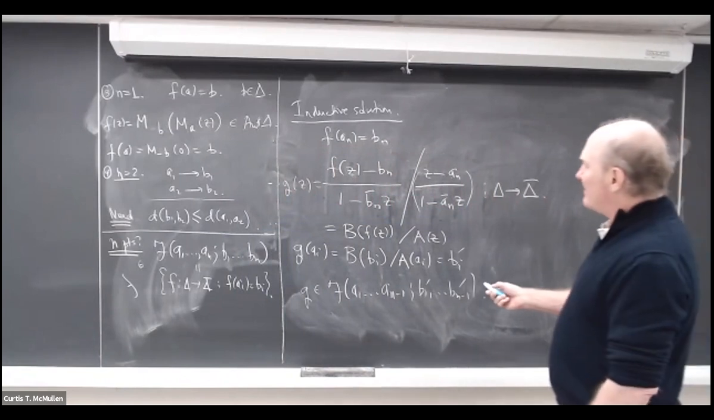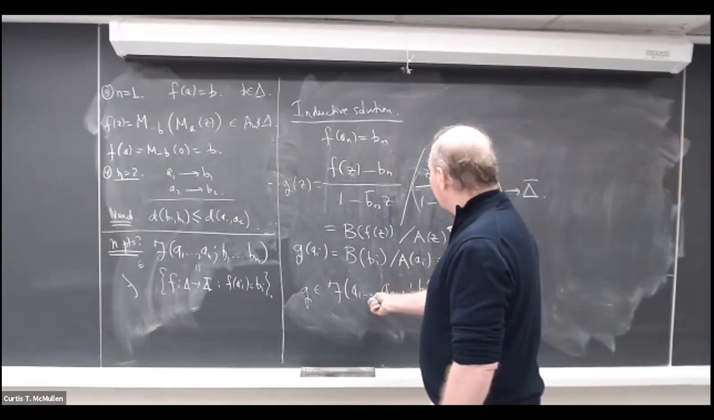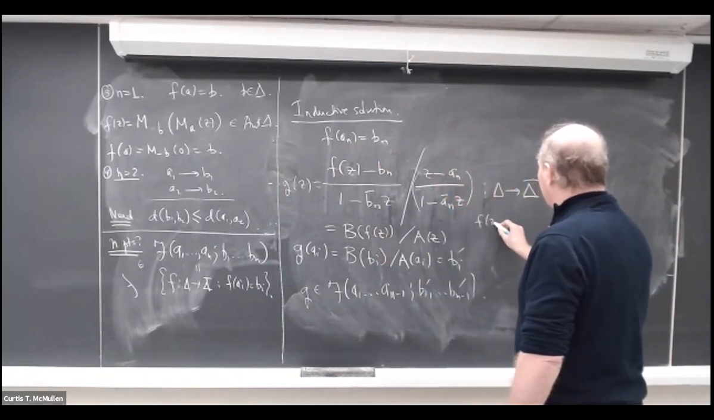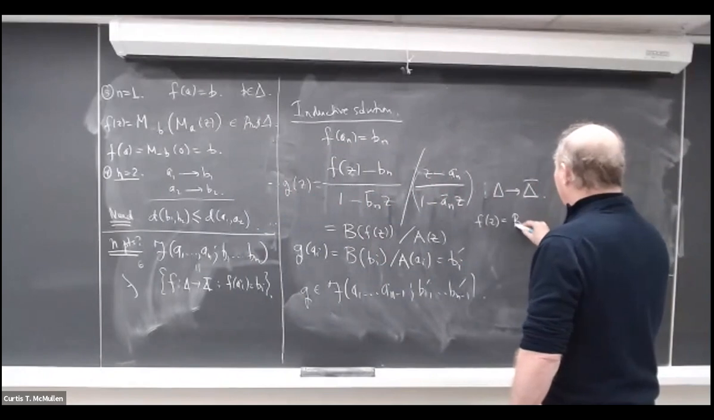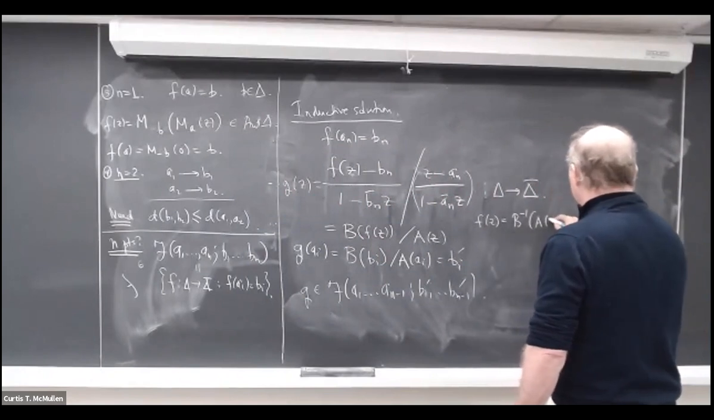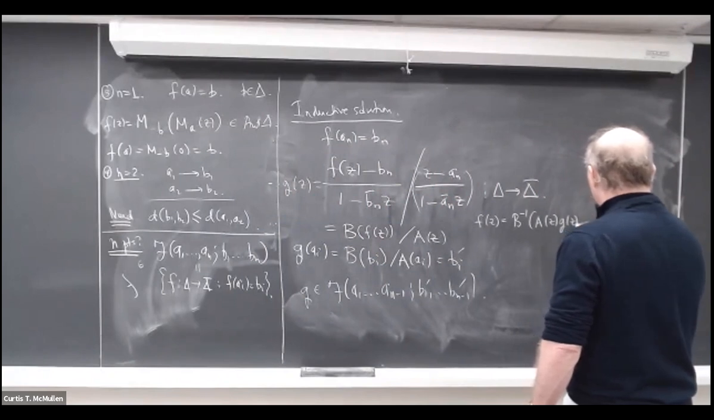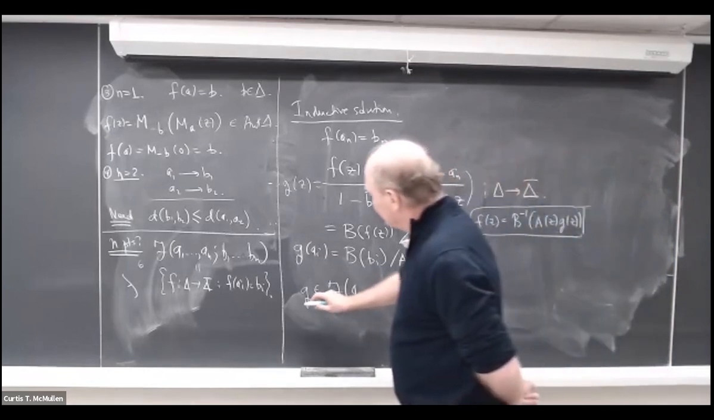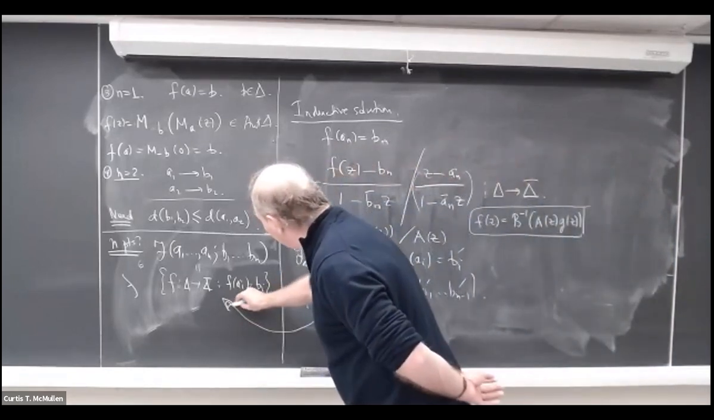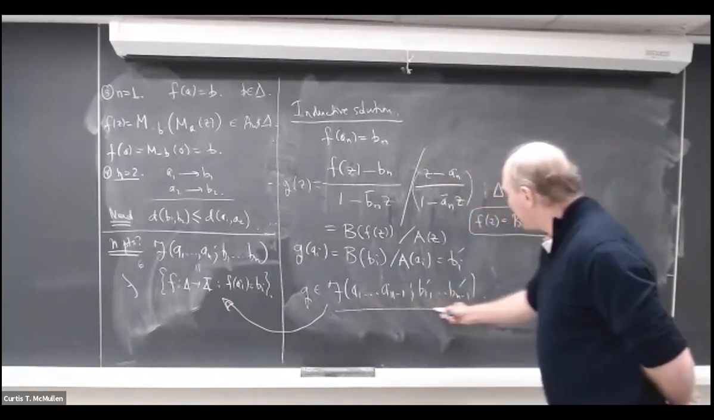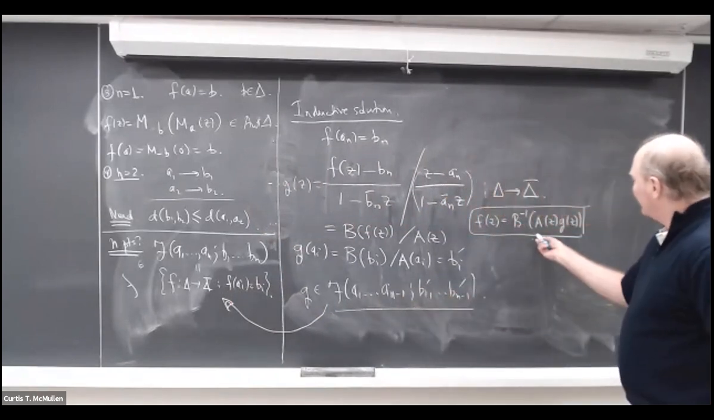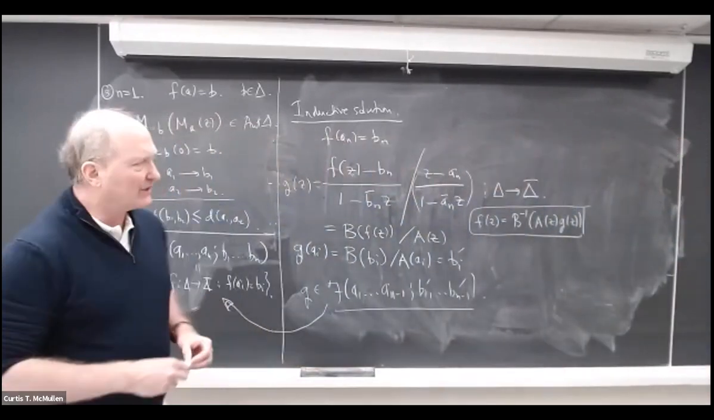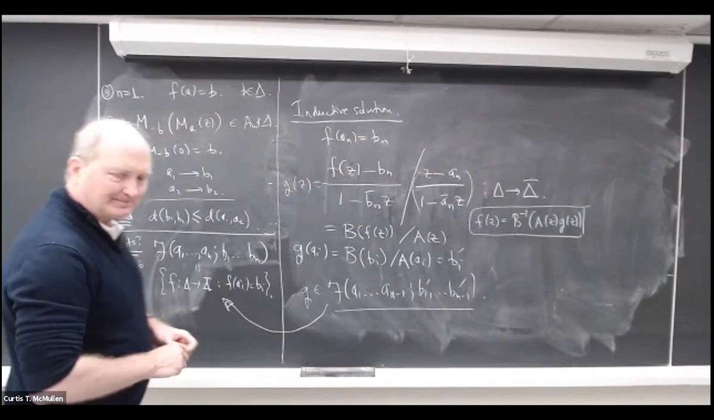But we can also go backwards. That is, if we're given g in this set, we can figure out what f should be, because we would just set f of z equal to B inverse of A of z times g. And so in fact, the solutions to this problem are in bijection with the solutions to this problem via this transformation. And in that way, you can solve any interpolation problem inductively.